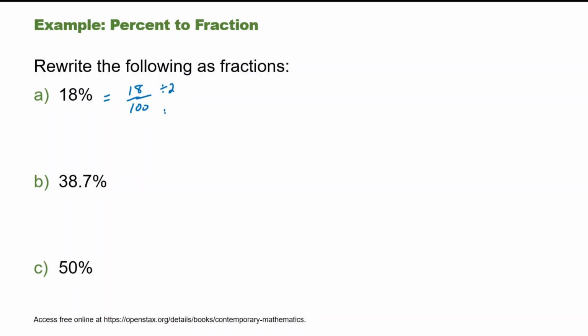Now if we notice both of these numbers, 18 and 100, are divisible by 2, so that this fraction reduces to 9 out of 50. So 9/50ths is equal to 18%.